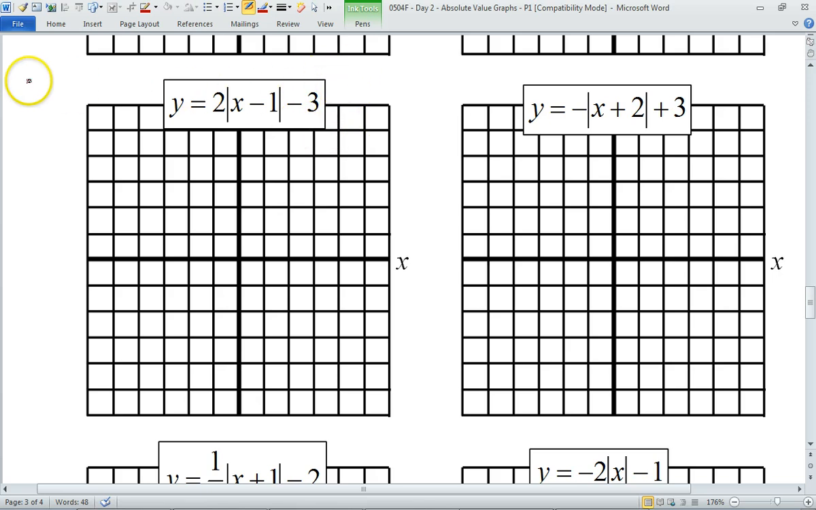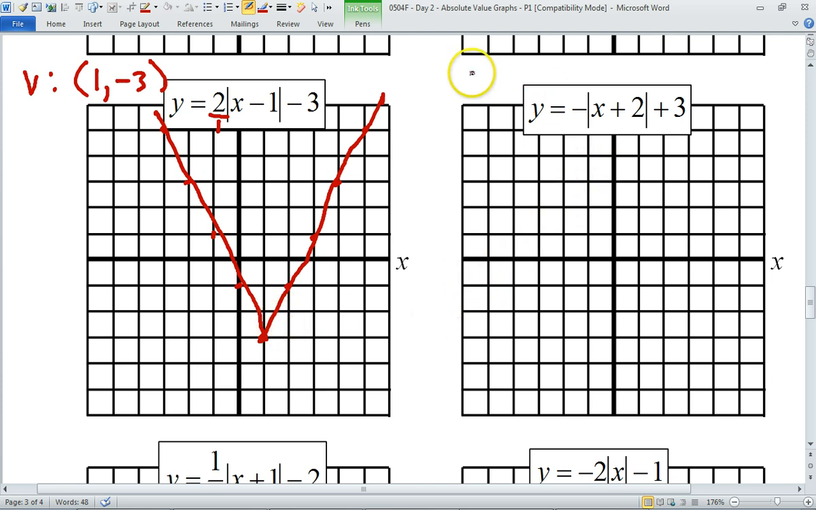Alright, Kelvin, tell me the vertex for this one. Positive 1, negative 3. So I'll be right here. Where do I go from here, brother? Up 2 over 1. Okay. Alright, and then just V it up, V it up. No straight lines, right, people? Absolute value is always a V. Check your answers as I'm going. Make sure yours are looking like mine.